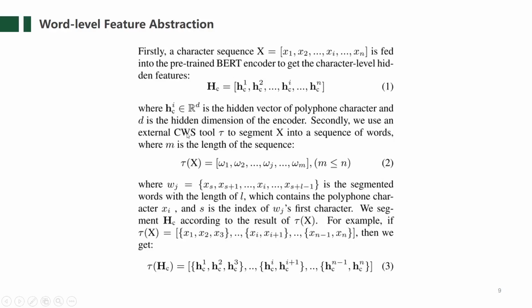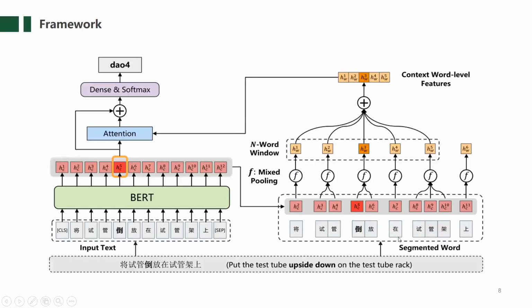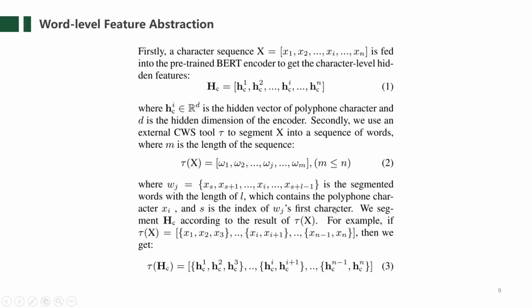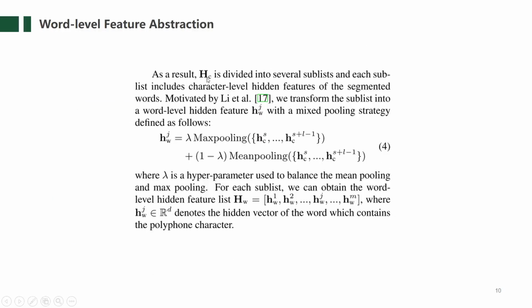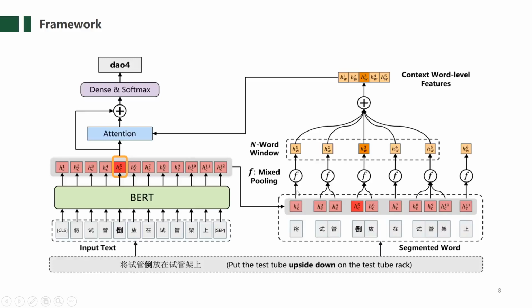Secondly, we use external CWS tools to segment X into a sequence of words, and this is a Chinese word. Then we segment H according to the result of the segmentation of X. As a result, H is divided into several sublists, and each sublist includes the character-level hidden features of the segmented word. This is a character-level list.